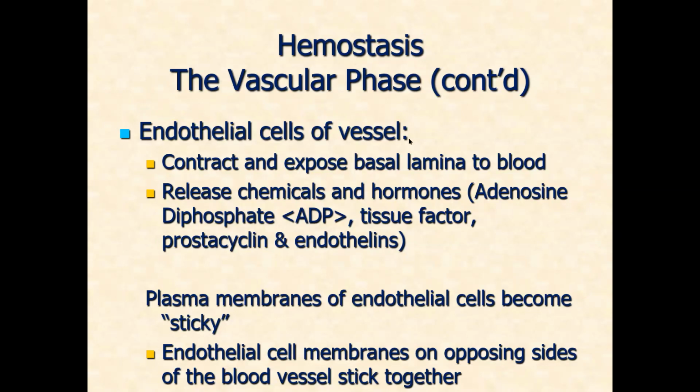So as it says here, endothelial cells will contract to expose the basal lamina to blood. Remember that exposes the collagen. And they release now chemicals and hormones like ADP, adenosine diphosphate, and tissue factor, and prostacyclin, and endorphins. These chemicals help to attract the platelets to the damaged area, right? And also make it easier for the platelets to stick to the endothelium. Remember, only the endothelium near the damaged area, which of course helps to get the platelets in.